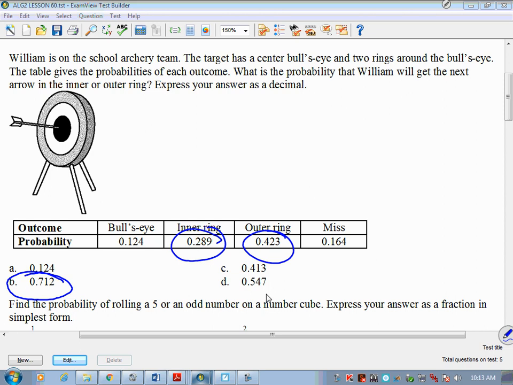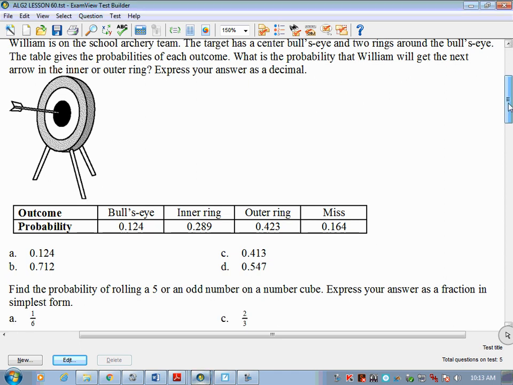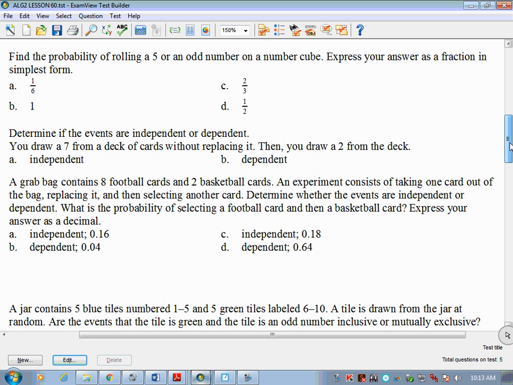So you have to identify what kind of event we're talking about. This is mutually exclusive because I can't hit both the inner and the outer ring at the same time. Do we understand that so far? It's pretty simple math, but the understanding there, we could do a lot of different things wrong with it. All right, check question number 2.